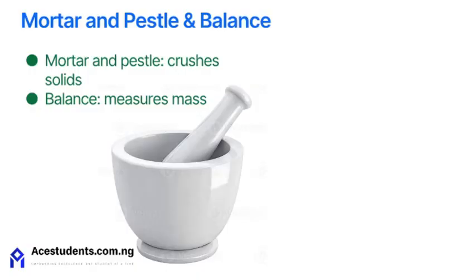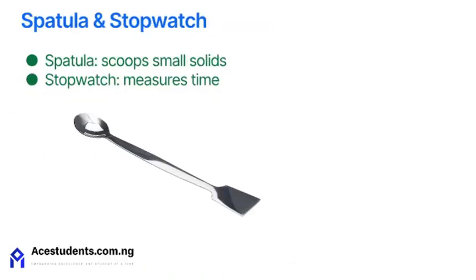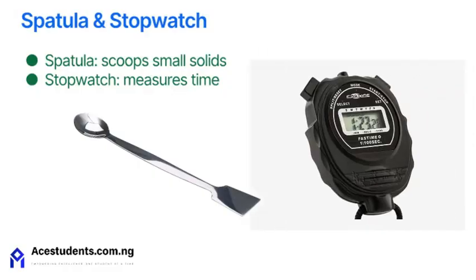Mortar and pestle. The mortar and pestle are used to grind solids into powders. The balance is used to measure the mass of substances accurately. Spatulas help move powdered substances. The stopwatch is essential for timing reactions or intervals.